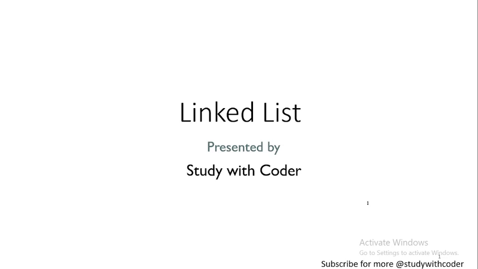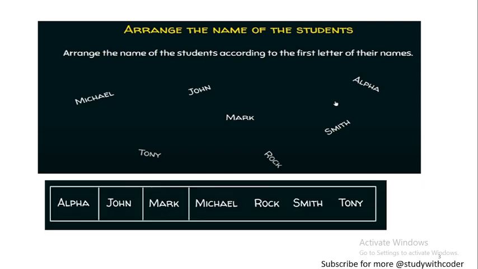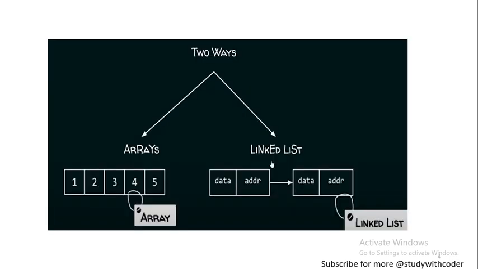Today we are going to see linked list. Introduction. There are two ways to arrange the elements of a linked list: using an array and a list.